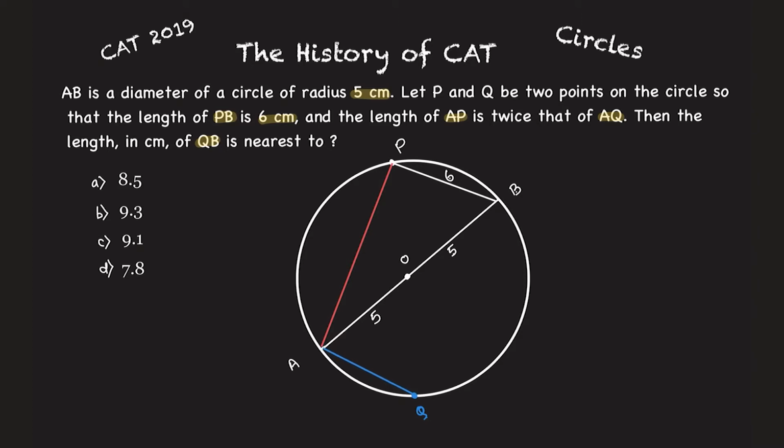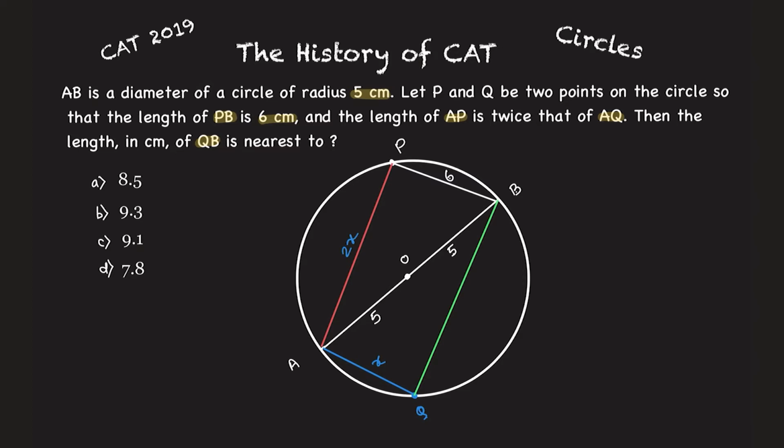This is what I get here. And what is being asked is the length of QB. So let's join QB and see what we can get from it. This green is what we are supposed to find. That's how I draw my diagram. If the length of AP is twice that of AQ, and I say AQ is equal to x, then AP will be equal to 2x. That is something I already know.